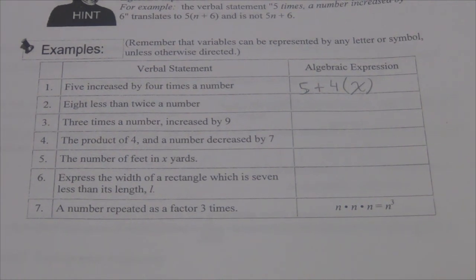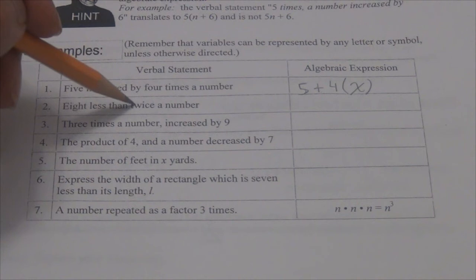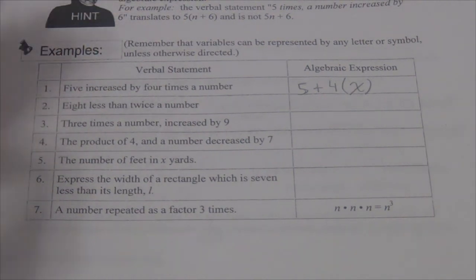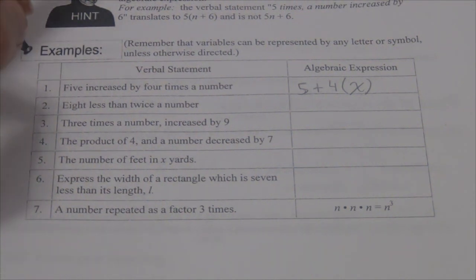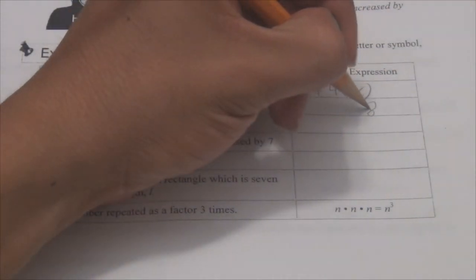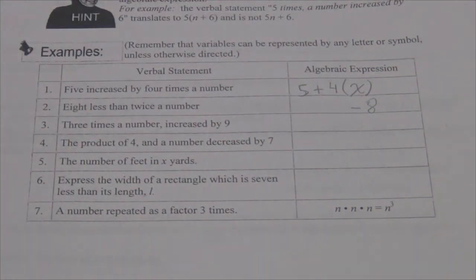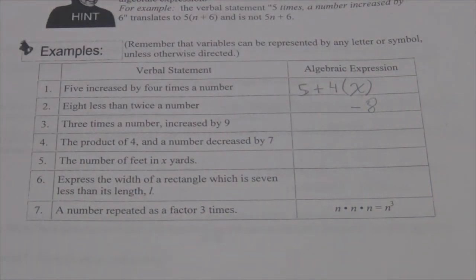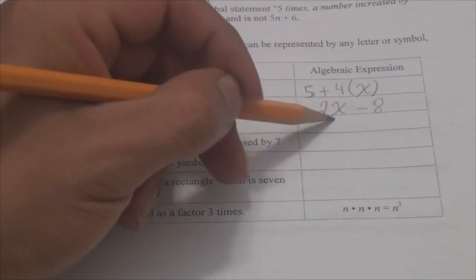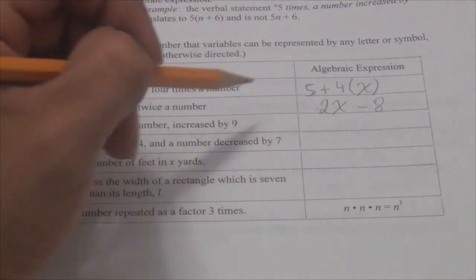Next one. 8 less than twice a number. Whenever you hear the words less than or more than, and please mark my words, I'm not playing with you, you have to go from right to left. 8, less than means a minus sign. Less than twice a number. 2 times x. Twice a number. 2 times a number.